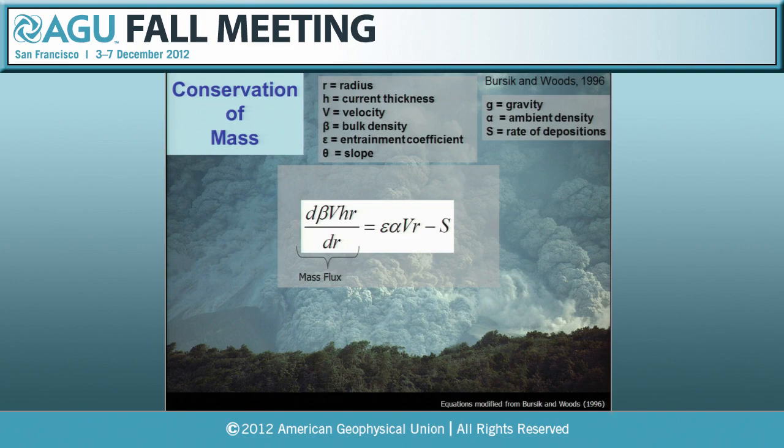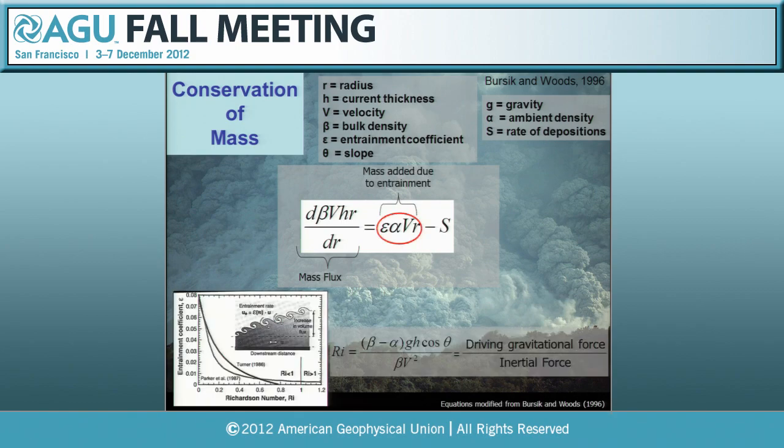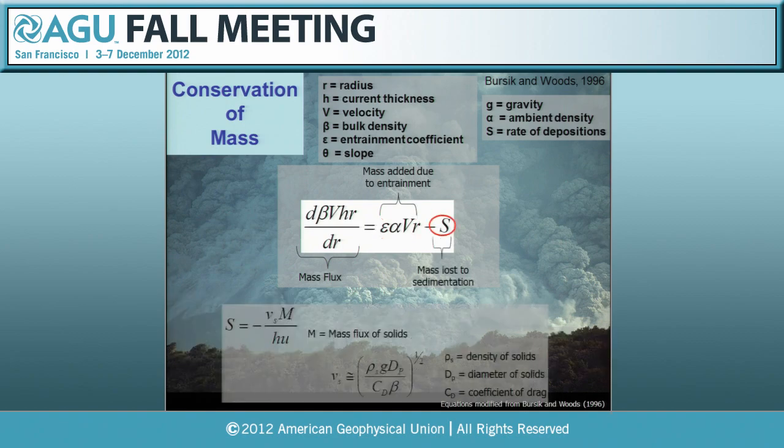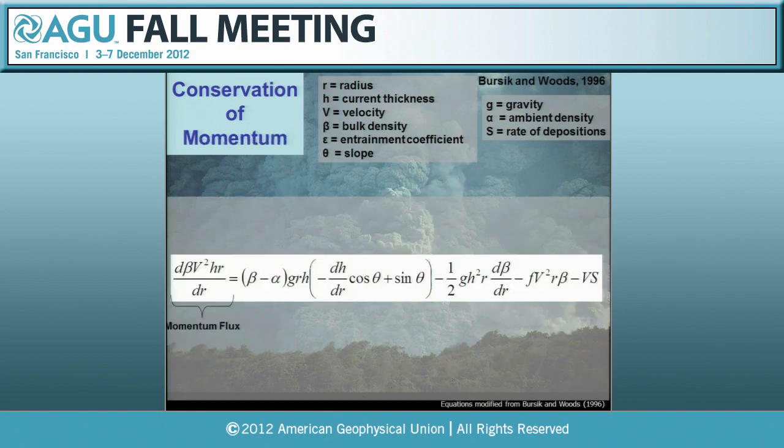So Amanda went through the model earlier, but just quickly, we solved for the conservation of mass, momentum, and energy, where we have mass flux on the left side of the equation, which is a function of the bulk density, velocity, and flow thickness. The mass added due to entrainment, where alpha is the ambient density and epsilon is the entrainment coefficient. The entrainment coefficient is a function of the Richardson number. So basically, the lower the Richardson number, the more supercritical the current becomes and the higher the entrainment rate. And then, of course, we have the mass loss due to sedimentation, which is a function of the particle settling velocity. This is a conservation of momentum, where you have the momentum flux.